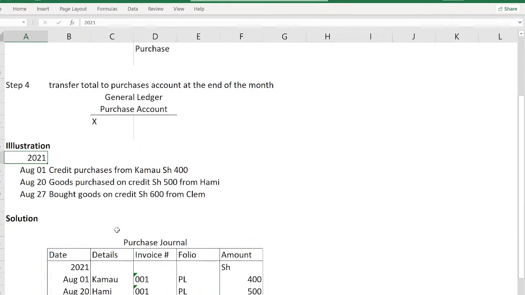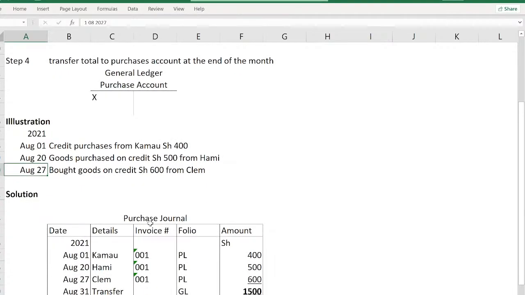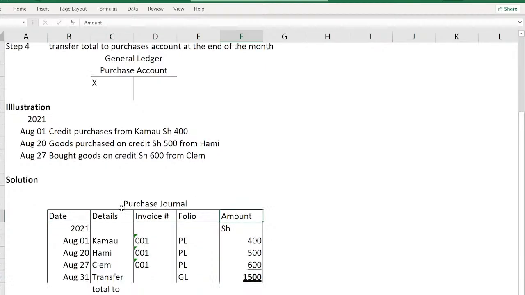So in our illustration, let's look at 2021. On August 1, we had a credit purchase from Kamau, shilling 400. Then August 20, goods were purchased on credit for shilling 500 from Hami. And August 27, we bought goods on credit, shilling 600 from Clem. In our purchases journal solution, we also have to have a title and these details: date, details, invoice, the folio, and the amount.